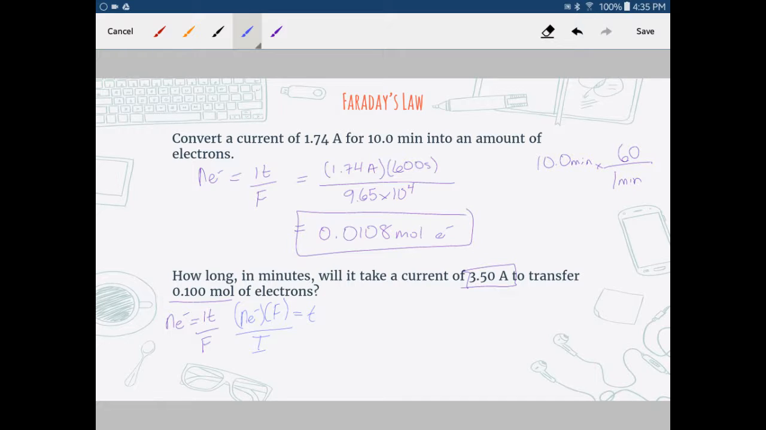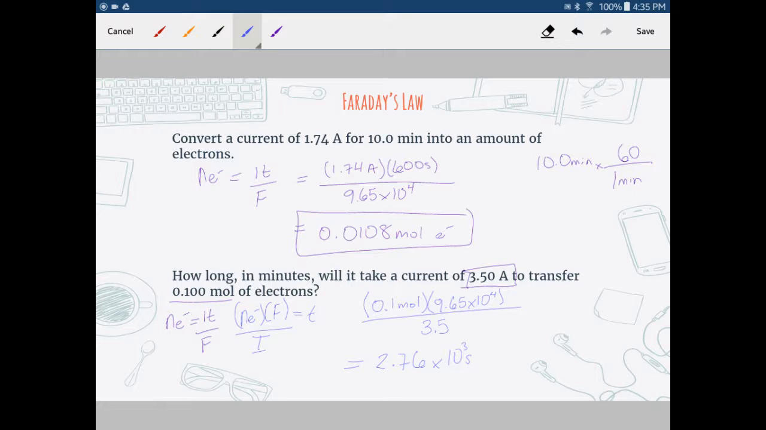So if I plug this in, I have my number of electrons, or my moles of electrons, which is 0.1 moles, times my Faraday's constant, divided by my current, should give me 2.76 times 10 to the 3 seconds.